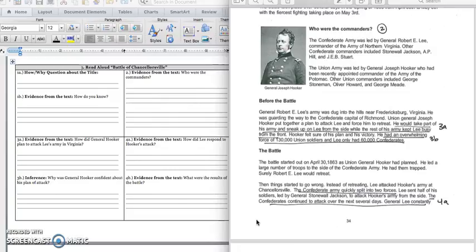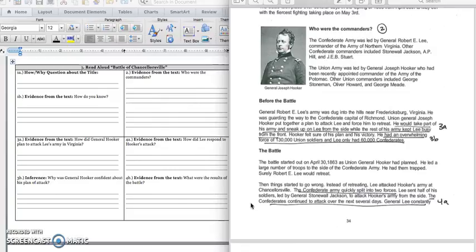The battle started out on April 30th, 1863, as Union General Hooker had planned. He led a large number of troops to the side of the Confederate army. He had them trapped. Surely Robert E. Lee would retreat. Then things started to go wrong. Instead of retreating, Lee attacked Hooker's army at Chancellorsville. The Confederate army quickly split into 2 forces. Lee sent half of his soldiers, led by General Stonewall Jackson, to attack Hooker's army from the side.